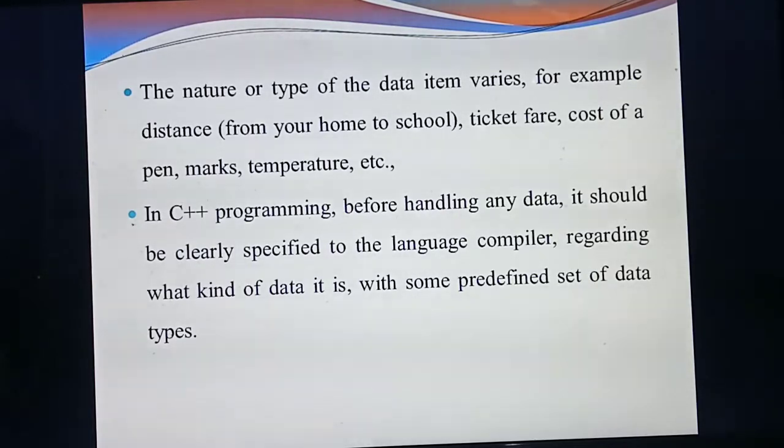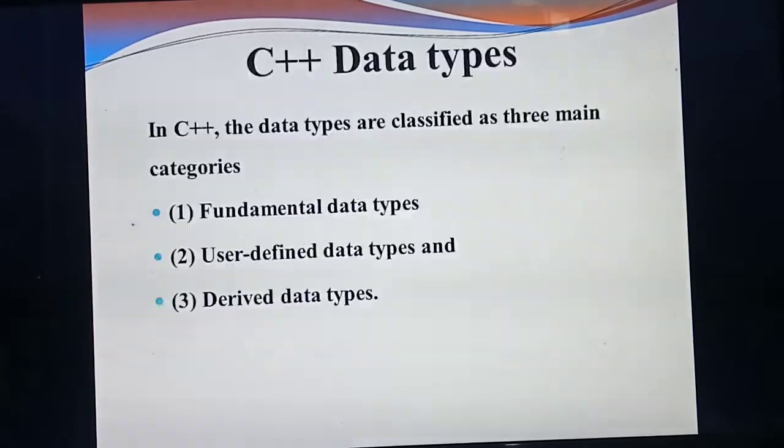So before handling this kind of data, the compiler needs proper information about which data type it is defined as. Already, in the programming language itself, some predefined data types are there, isn't it? Apart from that, if you are defining some new data type, you should define it. Understand about data types? Okay.